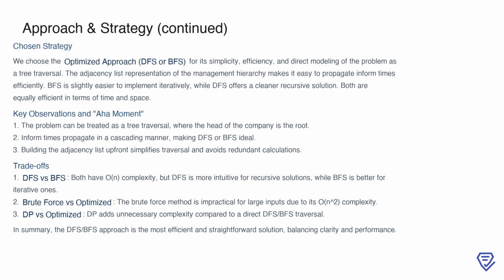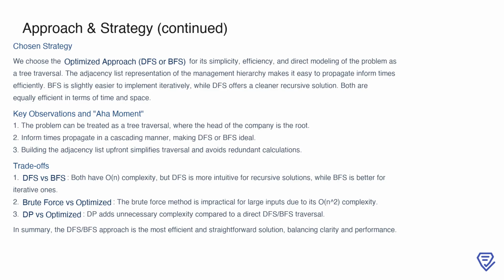There were a few key observations that guided this strategy. First, recognizing the problem as a tree traversal with the company head as the root was a pivotal insight. Second, understanding how informed times propagate in a cascading manner made DFS and BFS the natural choices for this problem. Finally, building the adjacency list upfront allowed us to avoid redundant calculations during traversal.